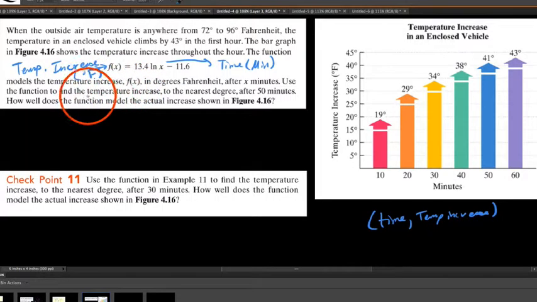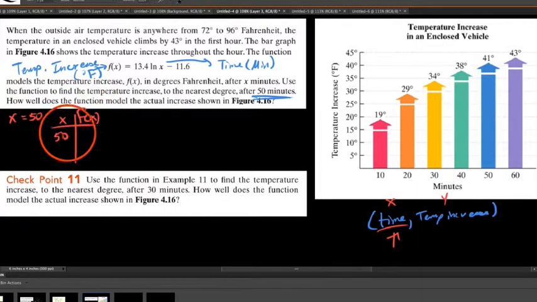So it says, use the function to find the temperature increase to the nearest whole degree after 50 minutes. And how well does this function model the actual increase shown in this figure? When we say 50 minutes, I want to point this out: we're given a time. In terms of both parts of my function, x and y, I've been given an x. So if x equals 50, we're just asking to plug 50 into our function, and we'll find out what this f of x value would have to be.